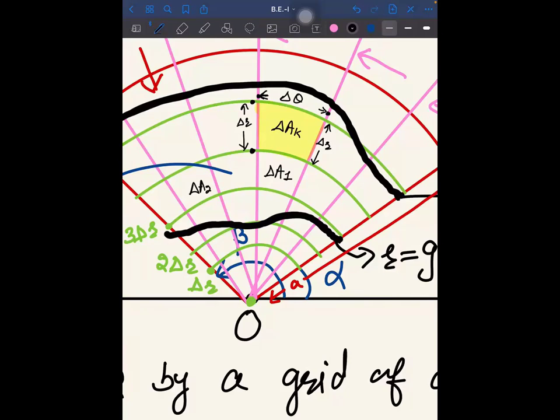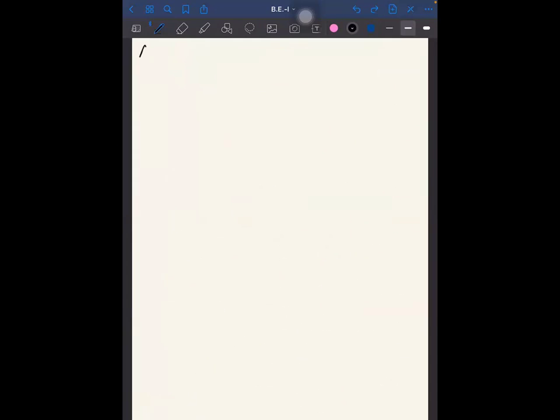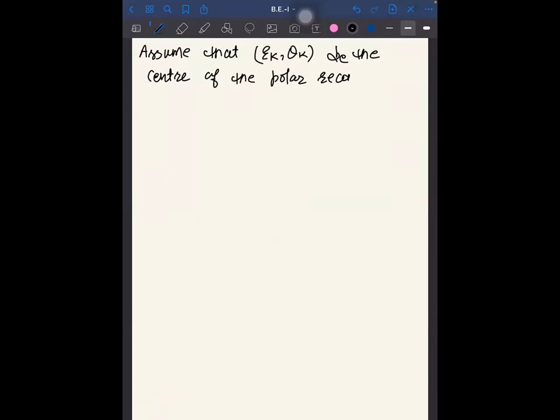Yes, sir. Okay. So now let's come to the next point. Assume that (RK, theta K) be the center of the polar rectangle with area delta AK, right? Is it okay? Yes, tell me.